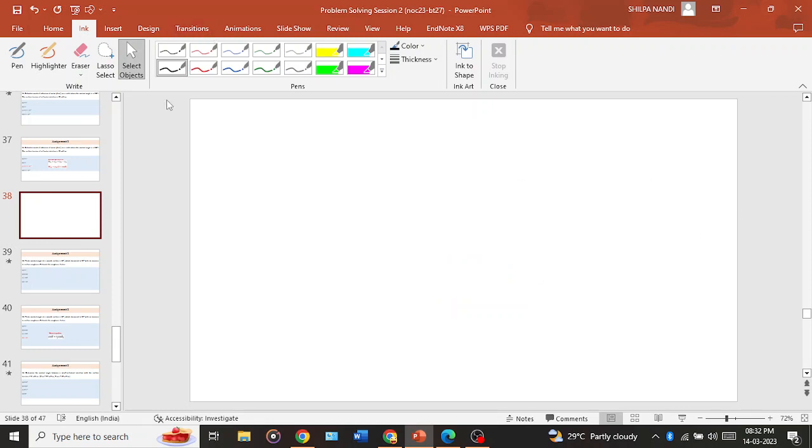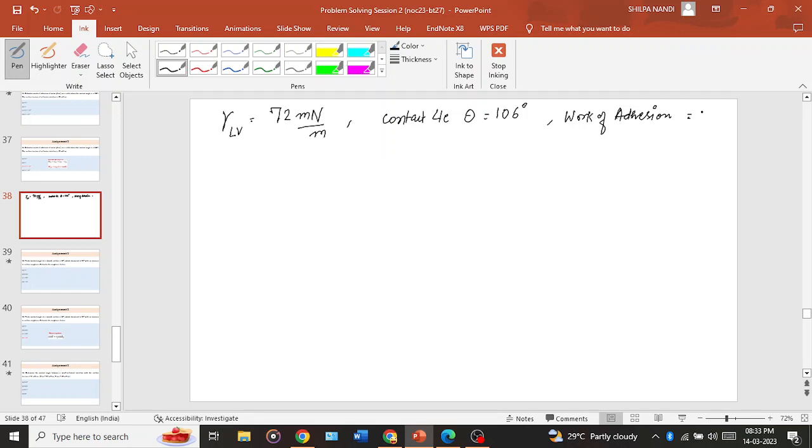Okay, fine. I'll solve it with you. So gamma LV was already given, how much? That is 72 millinewton per meter. What else was given? The contact angle, which is theta, that is 106 degrees. And you have to find the work of adhesion, which we don't know yet, in joule per meter square.